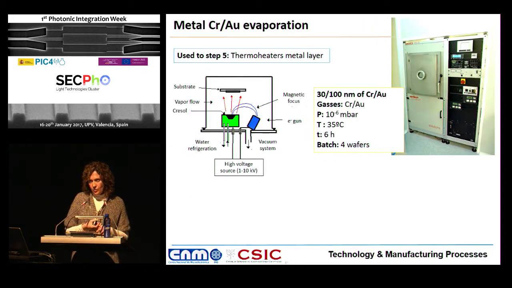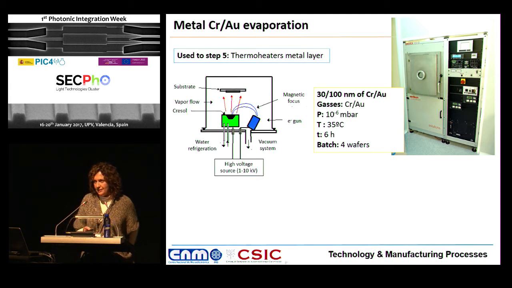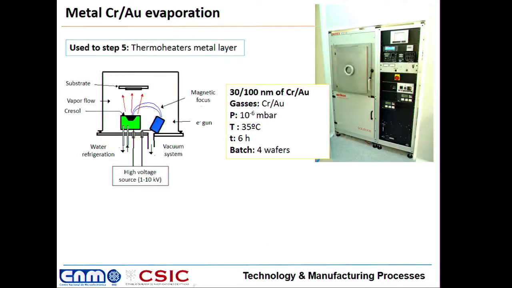The last process to get the layers that we need to fabricate the photonic integrated circuit is the evaporation of the metal to fabricate the thermoheaters. It's a very similar system, but in this case, the high vacuum makes it possible to evaporate the metal directly, which is not in any component, it's the metal that we want to deposit. It evaporates and goes through the chamber to the substrate, and then it is deposited on the substrate, the silicon wafer.